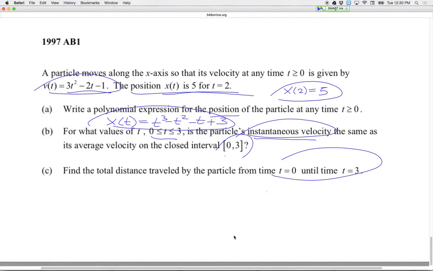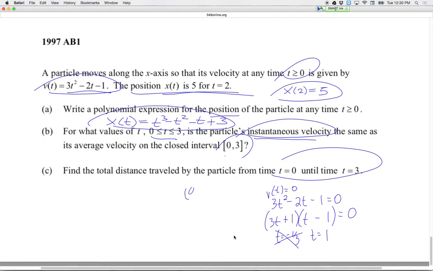Figure out where it changes direction first. So I need to take v of t and set it equal to 0. So I'm going to take 3t squared minus 2t minus 1 and set it equal to 0. Does this one factor? Yes. This will go 3t and t, and it's going to have to be 1 and 1. It'd be plus 1, minus 1. So I have t equals negative 1/3 and t equals 1. Which one do I not really need to consider in my sign analysis? The negative one, since t is greater than or equal to 0, so you go 0 to 1, 1 to infinity.